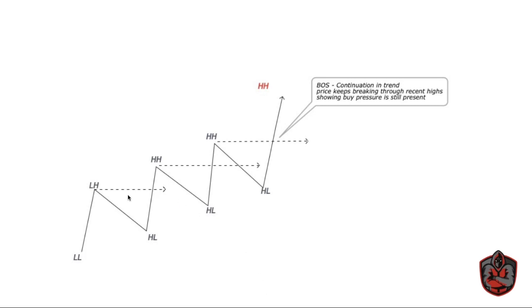So as you can see right over here, price is clearly printing higher highs and higher lows. Now, how do you know price is continuing its move to the upside? Once price creates that new higher high and prints that higher low, and then it impulses above that recently created higher high, that is identified as a break of structure. But this is a break of structure which signals a continuation in trend, because it shows that the buyers are still in power, as none of the lows were broken, only the highs were broken, which allows us to look for opportunities to buy into the market.